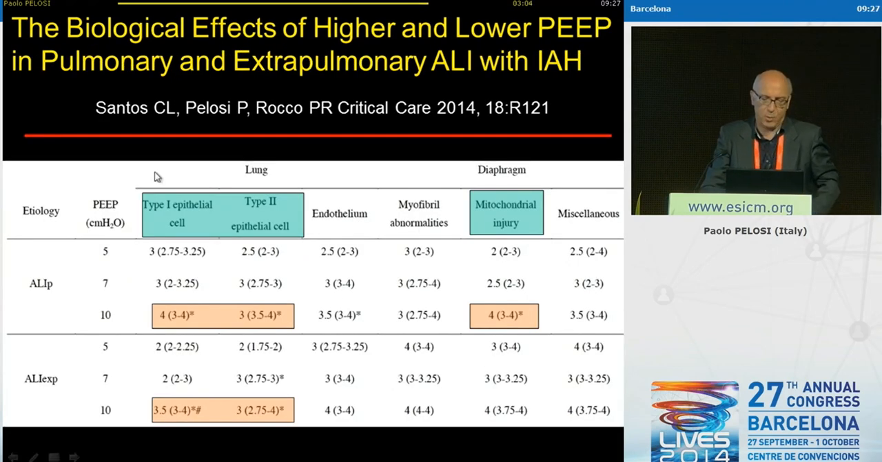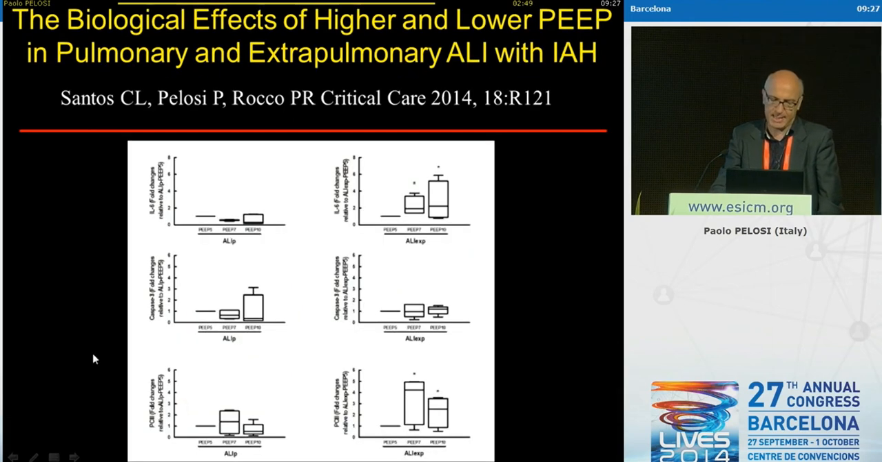On the other side, when we look at the type 2 and type 1 epithelial cell damage, we found that higher PEEP, independently from the type of the disease, increased the damage markedly. And on the other side, when we look at the inflammatory mediators, as you can see here at lower and higher PEEP, we found an increase in the inflammatory mediators when we increase PEEP, especially in the model of intra-abdominal hypertension with extrapulmonary lung injury.